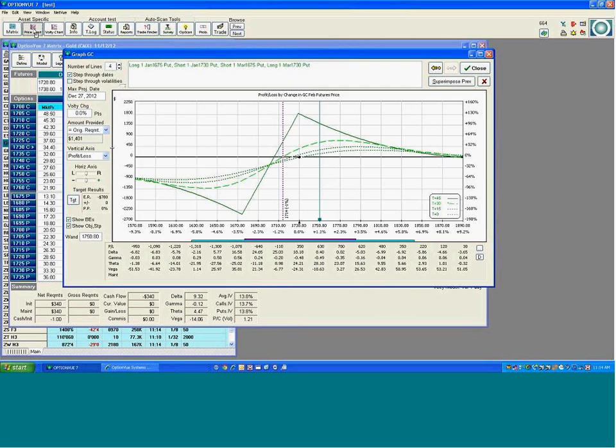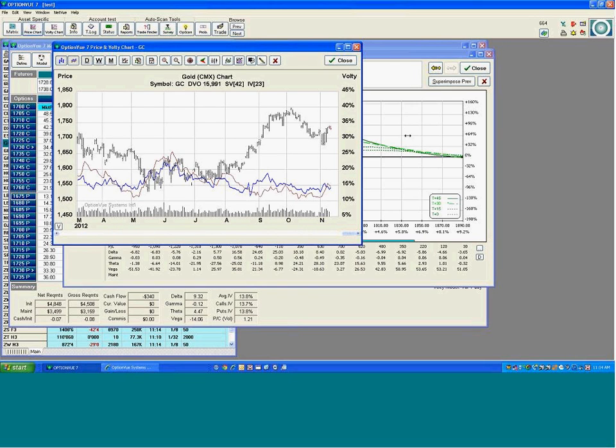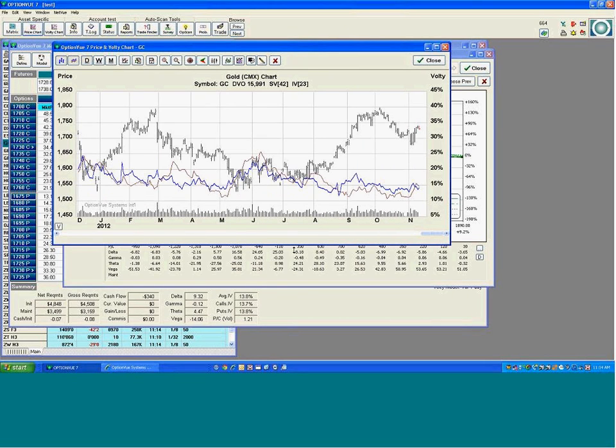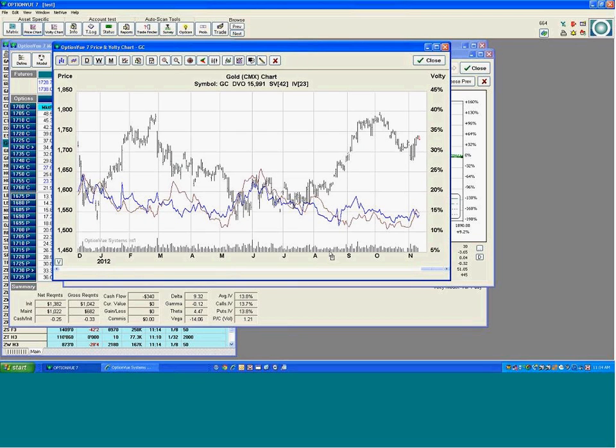We'll pull up a graph showing not only implied volatility but gold prices. What we're looking at here is a historical bar chart of gold prices. At the bottom, we have the blue line, which is implied volatility. You can see that implied volatility follows its own pattern. It marches to its own drummer as compared to movement in gold.